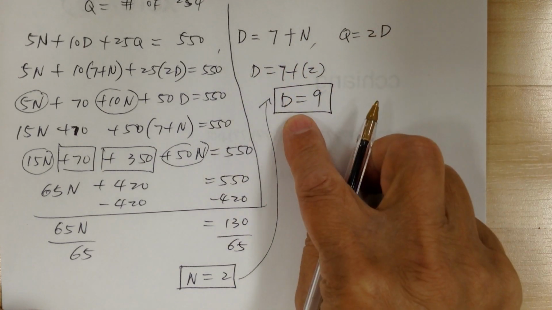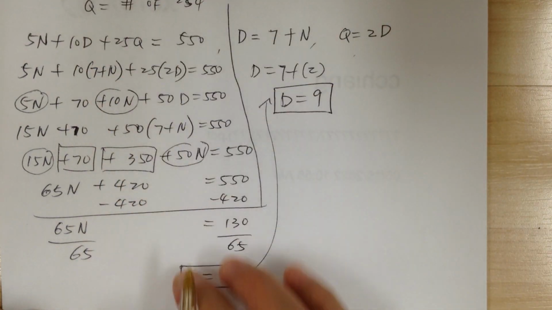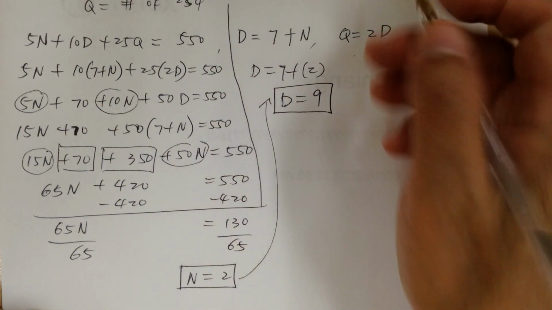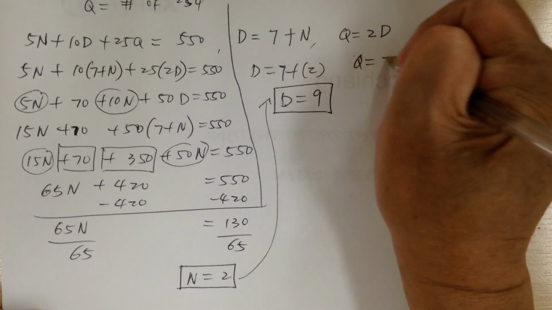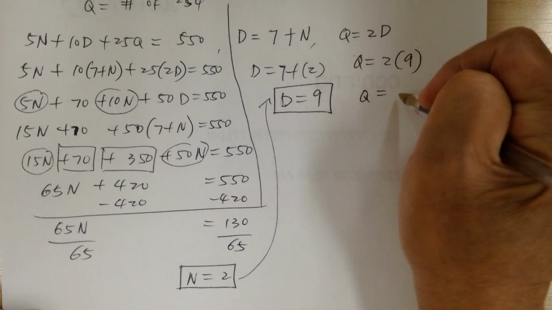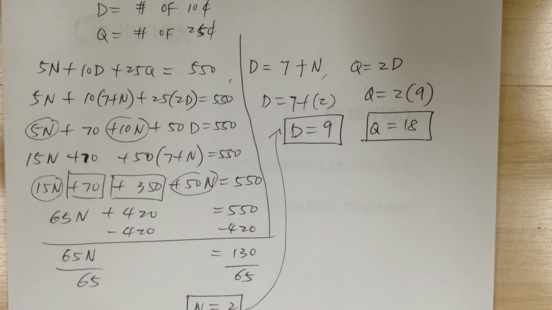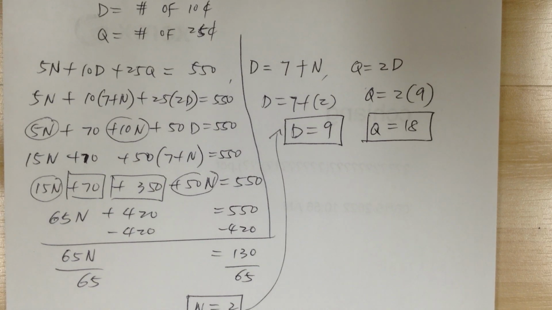Once I find D equal to 9, I'm going to come over here and substitute. So again, you just keep going. You find one variable and you go back and solve for the other one. So Q equals 2 times D, which is 9. So Q equals 18. Okay. Let's go to the next one. Okay, number 8.